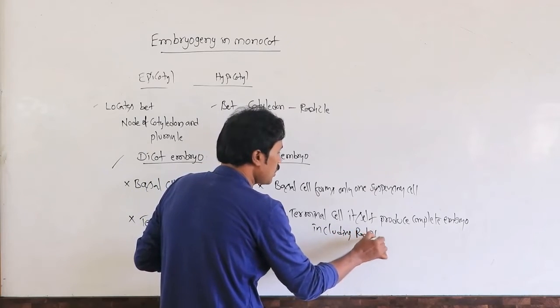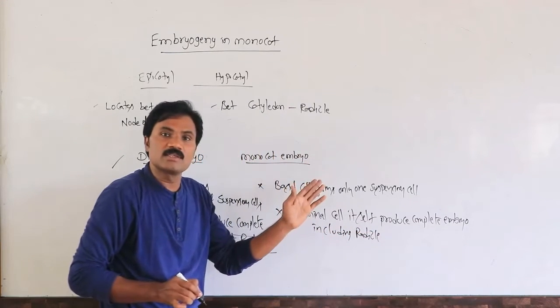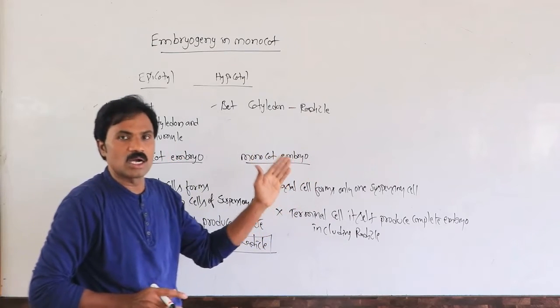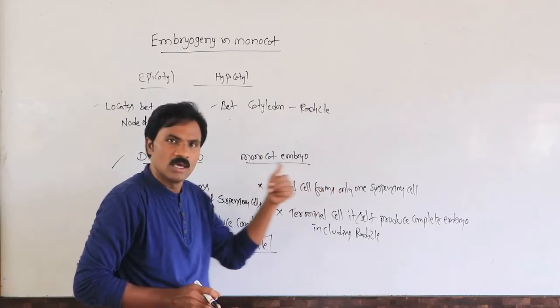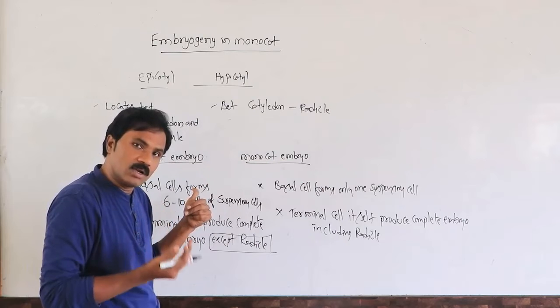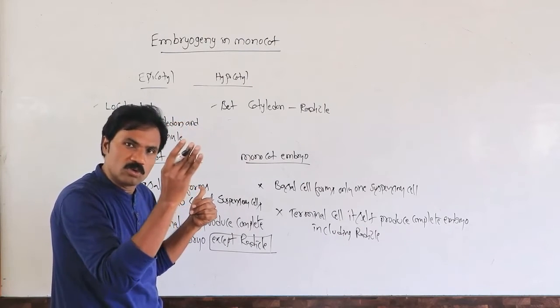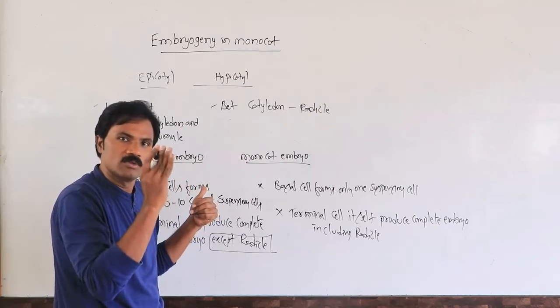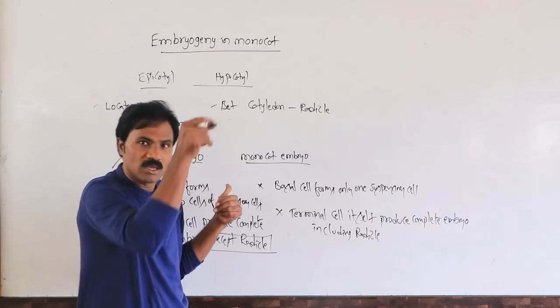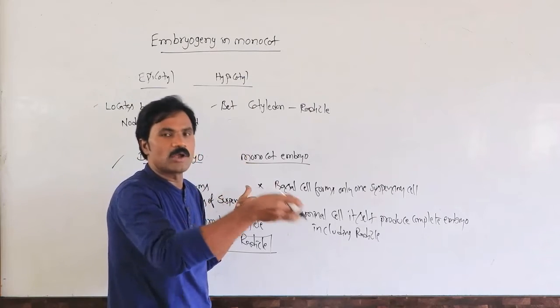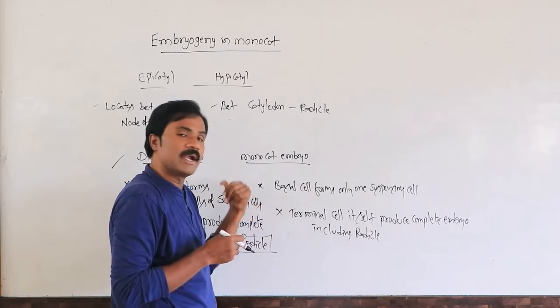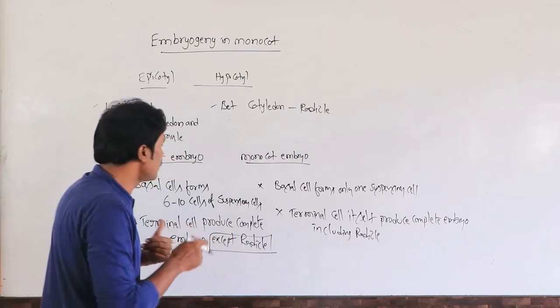Including radical. Why? Because your basal cell does not undergo further division at all. Your basal cell undergoes a minimum of two to three mitotic divisions. That's why six to ten suspensory cells form. That means an elongated suspensory cell will be formed.